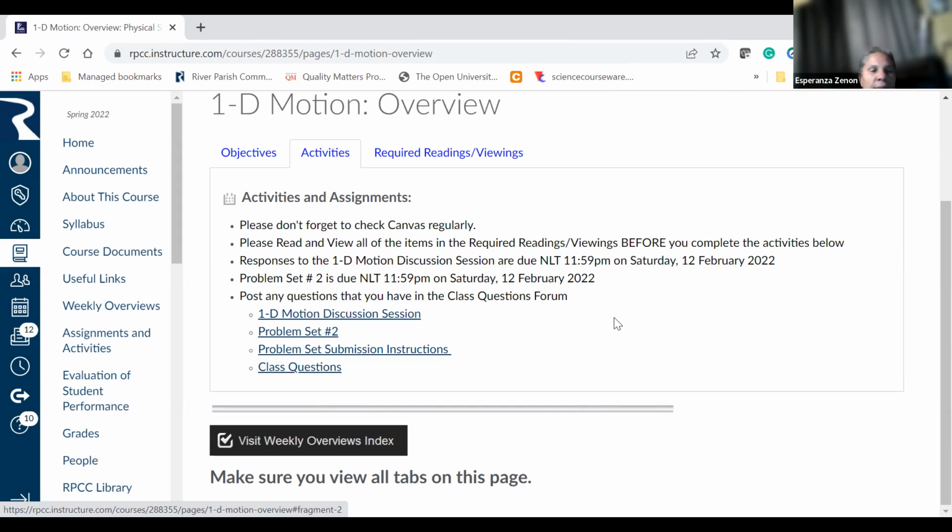The other thing that you have on your plate is problem set 2. Problem set 2 is due by this Saturday at 11:59 p.m. as well. Now remember, this problem set number 2 actually deals with unit conversions. The discussion is always on the current topic. The problem set is always on the topic that we covered the week before. So since last week we covered unit conversions, this week your problem set is on unit conversions. Okay, so don't get confused by that.